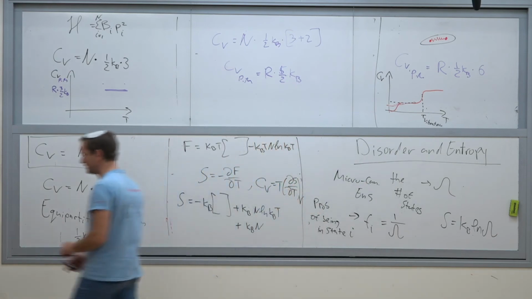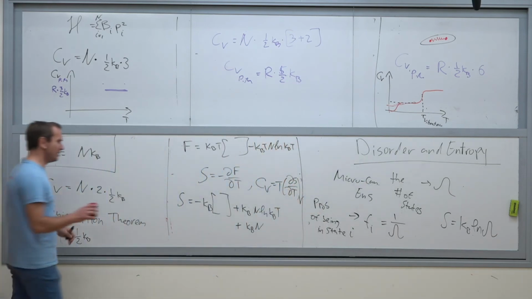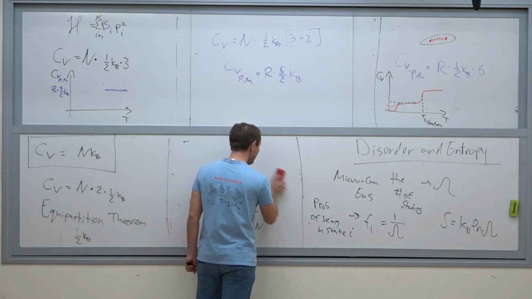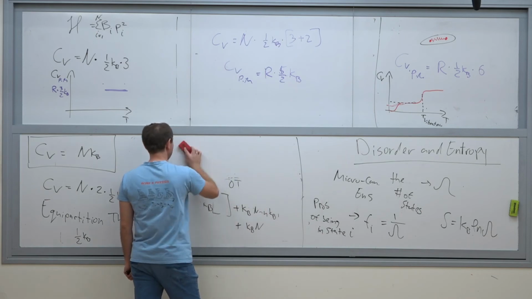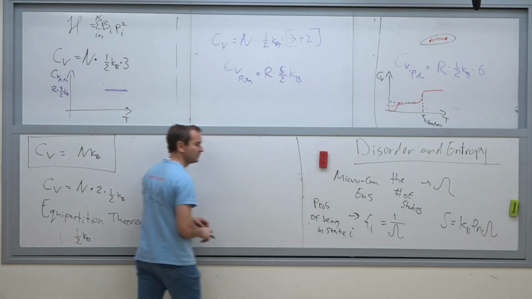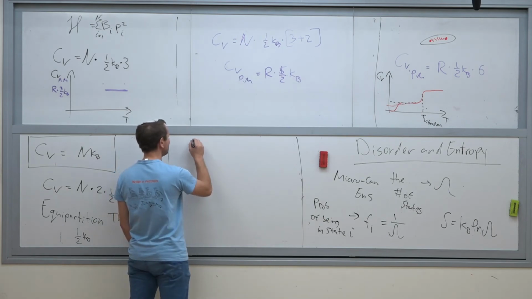Okay. This is great. Now, how is the entropy defined in the canonical ensemble? Okay, what is entropy?